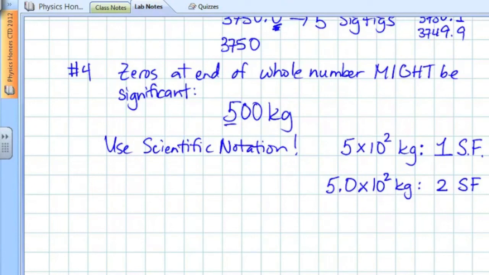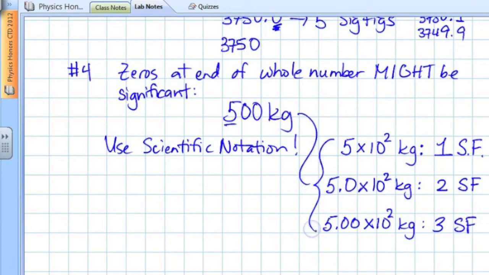And what if we actually measured it to the ones place? So it could have been 499 or it could have been 501. It really was that precise. Then we write 5.00 times 10 to the second kilograms, and that's got 3 sig figs. So when you have a whole number, the best thing to do with it is to write it in scientific notation, because then you can say exactly how many sig figs it has.